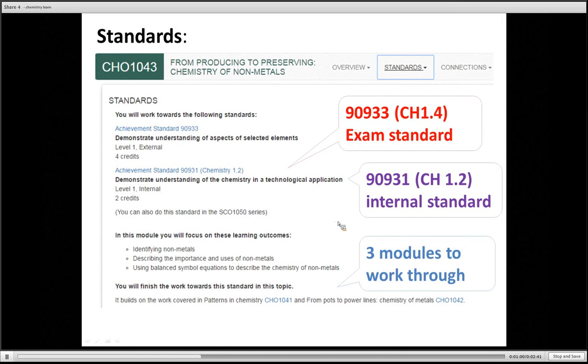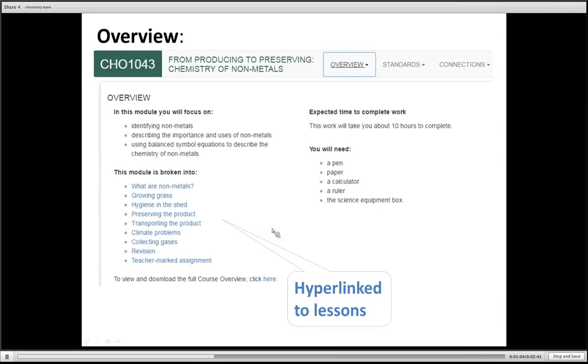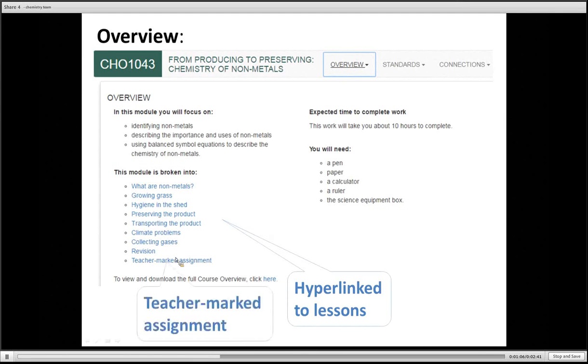Okay, if we look at the overview tab, again we see the hyperlinks, so you can easily find your way around. The teacher marked assignment is the one where we give feedback on, and then there is some equipment that you would need to have.